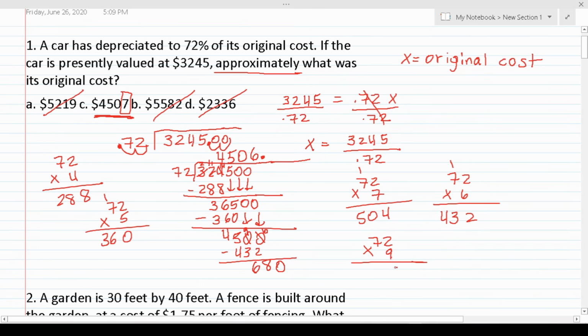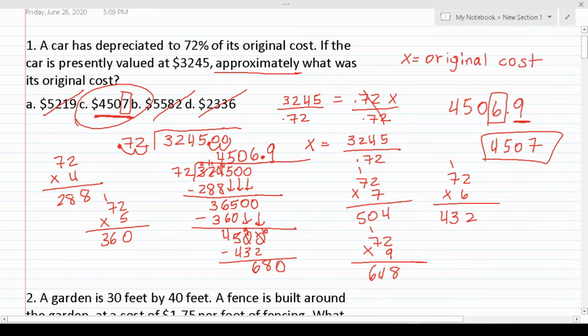2 times 9 is 18, carry your 1. 7 times 9 is 63, 64. Okay, so this is going to be 9 here. And again, they have said approximately, so to be exact, the answer is 4,506.9. This 9, of course, allows you to kick up this 6 to $4,507, which is answer choice C.